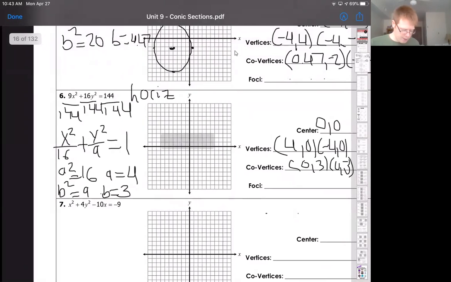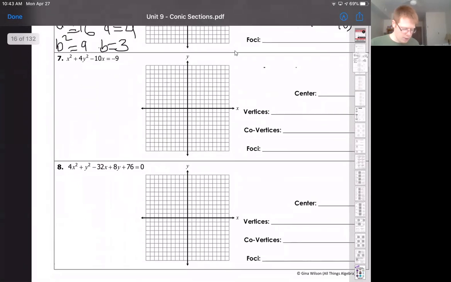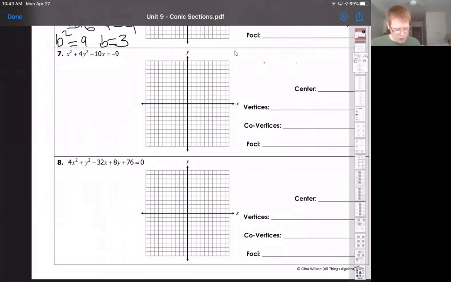Let's look at another one where it's not in standard form. If you see a problem where you've got x squareds, x's, y squareds, and regular y's, that's where you're going to have to complete the square.